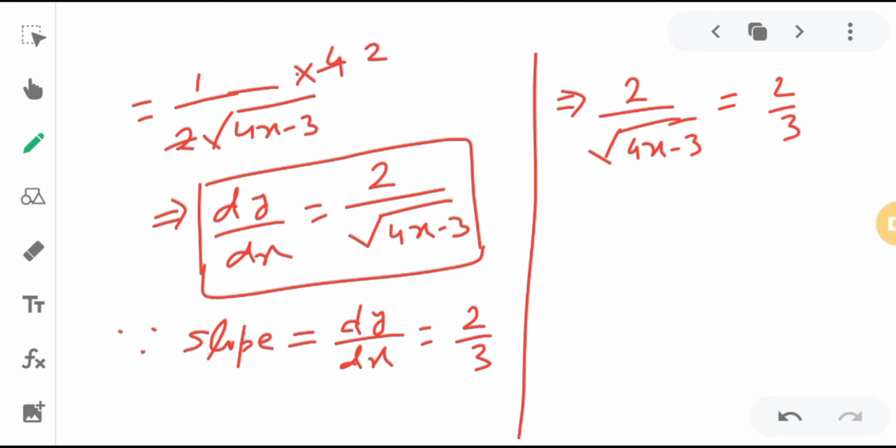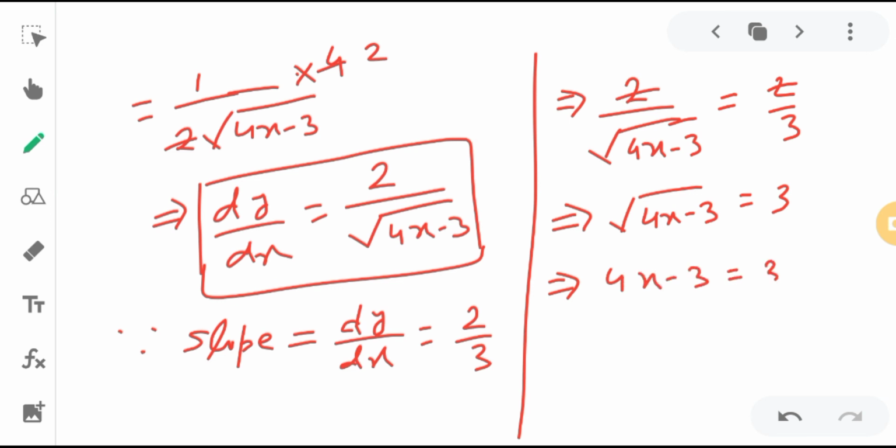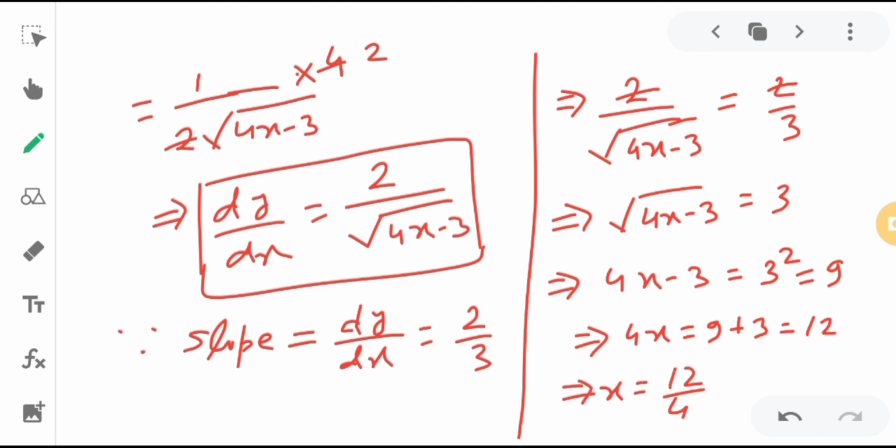If you calculate, 2 will cancel with 2. If you do cross multiplication, then square root of 4x minus 3 is nothing but 3. So the square root I have to remove, so I will square both sides. Then 4x minus 3 is nothing but 3 square. 3 square means 9. If you calculate, 4x will be 9 plus 3, which is 12, and then the x value will be 12 upon 4, that is 3. So from here I got the x value as 3.